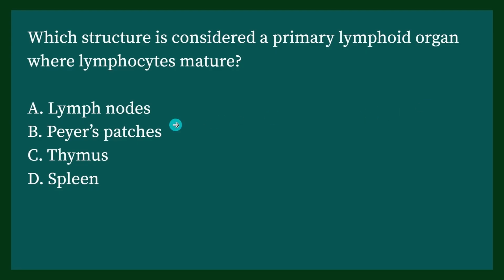What was it? Was it A, the lymph nodes? Was it B, Peyer's patches? Was it C, the thymus? Or was it D, the spleen? So let's remember what each of these things do.